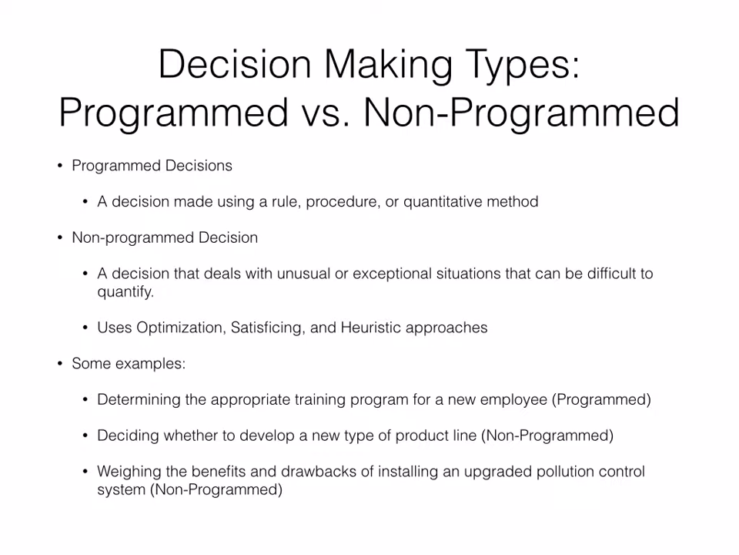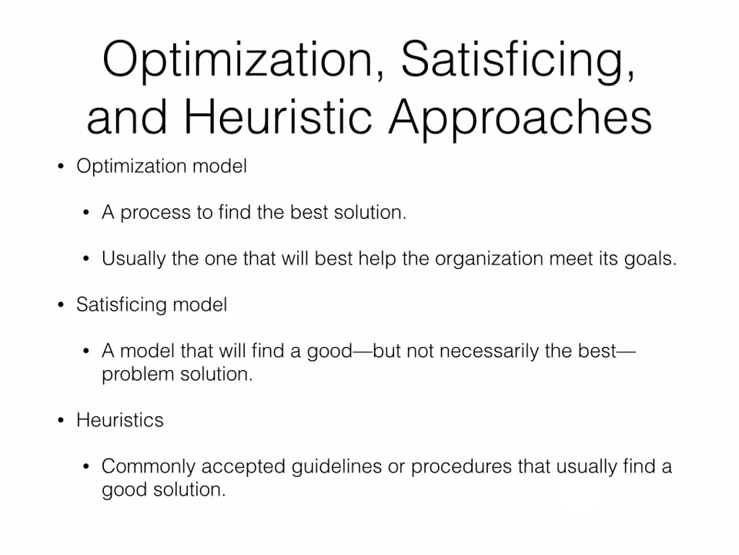And then there's another example, weighing the benefits and drawbacks of installing an upgraded pollution control system, for example. You have to know the benefits and the drawbacks, and you're only going to be able to look at data that's very crude in comparison, and have to derive some sort of decision as to whether or not this type of environmental control system is actually going to provide value. So let's take a little bit more of a look at these optimization, satisficing, and heuristic approaches.